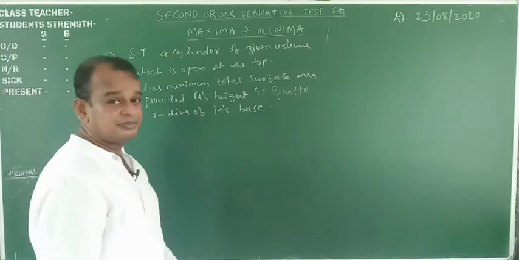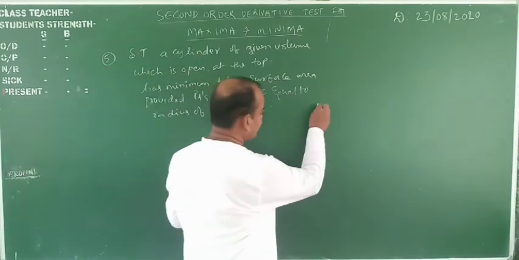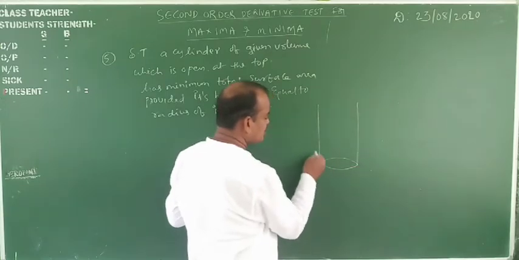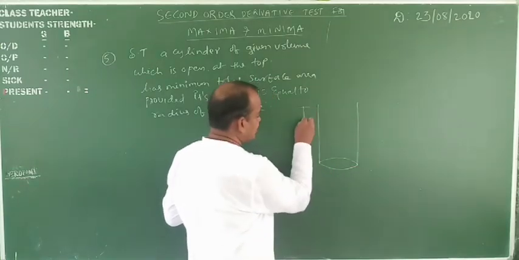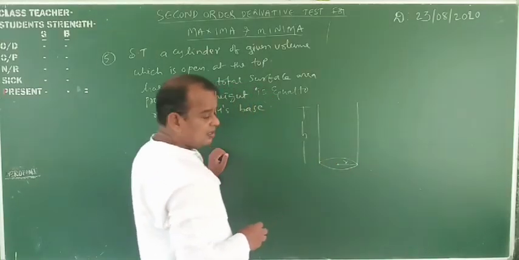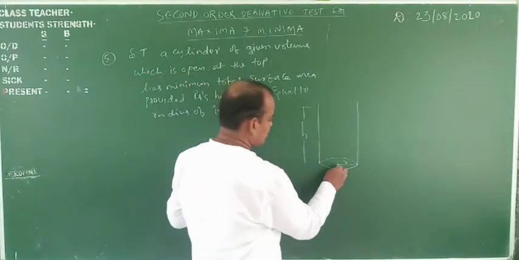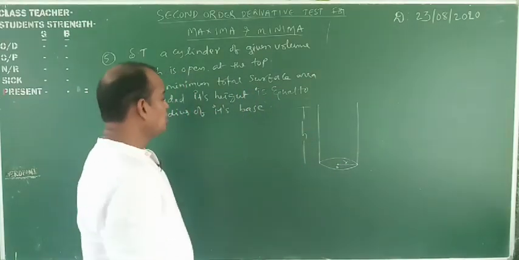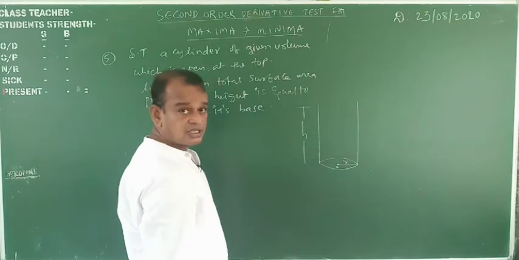The cylinder is open. Open means the upper part has no circle. This is the height, 100% h. The base radius is 100% r. Okay, r be the base radius, h be the height, open. Now volume: you know that volume is equal to pi r square h, 100%.